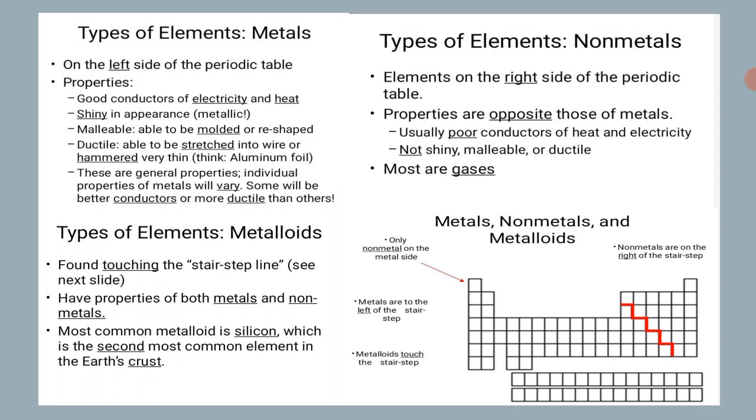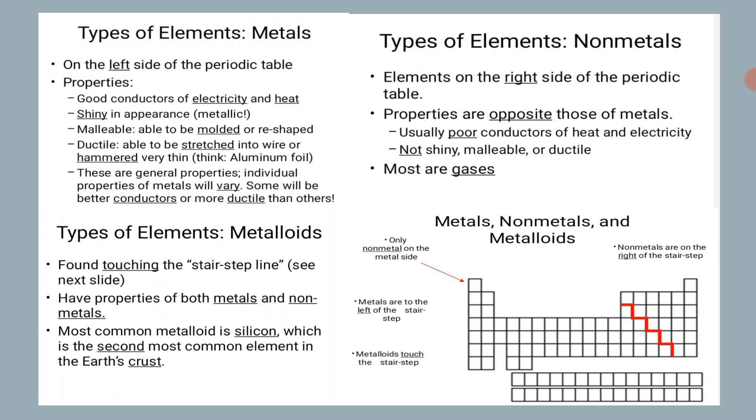Then we come to non-metals, the elements on the right side of the periodic table. The properties are opposite those of metals. Usually they are poor conductors of heat and electricity. They are not shiny, malleable or ductile. Most of them are gaseous.